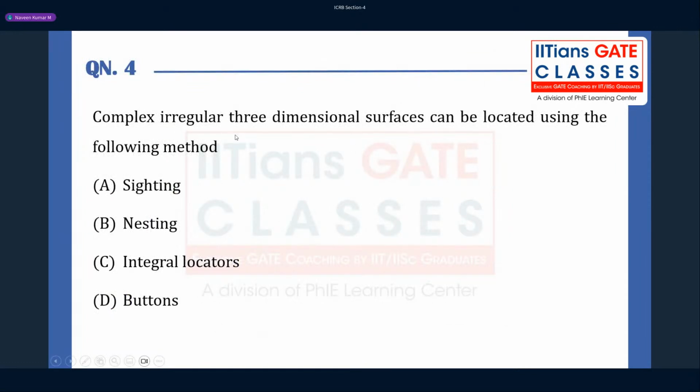Complex irregular 3D surfaces can be located using the following method. Sighting, simple. We can't use it because we have seen that. Nesting, yes. Integral locators, you have to have some integral location. For complex objects, making machining is not easy. So obviously this is not a good option. Buttons also we cannot use for some complex irregular items. Hence, nesting is the right answer. That's it.